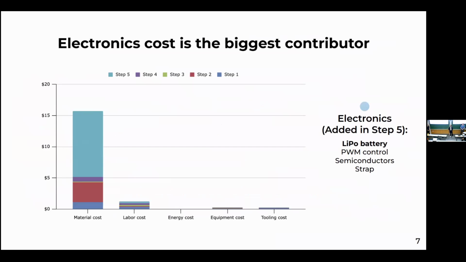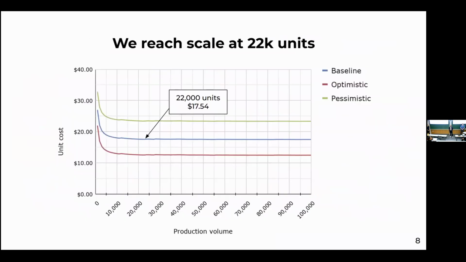Step 2 being the bismuth telluride chips, and in step 5 we have our electronics that are put together to deliver the temperature control. More specifically, the battery, the lithium polymer battery, the pulse width modulation control, and the strap. We did, as we said, the run for 100,000 units, but we reached scale at 22,000 units, where we reached a unit cost of $17.54.